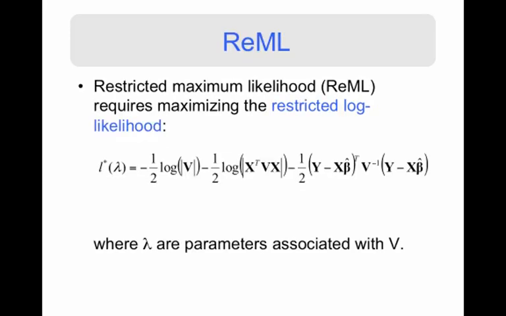Restricted maximum likelihood is very similar. However, the function that we want to maximize is slightly different. This is the restricted log likelihood. The difference lies in this extra REML variance term, but the process is the same. We want to find the parameters, lambda, associated with V that make this function as big as possible.